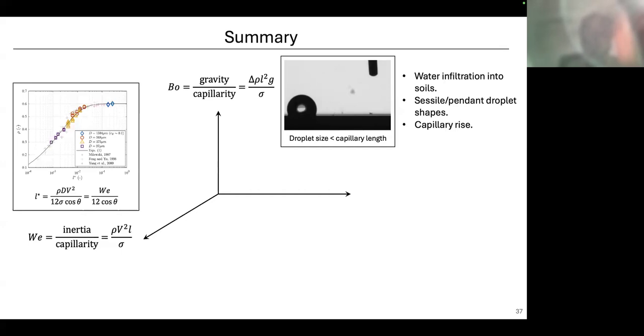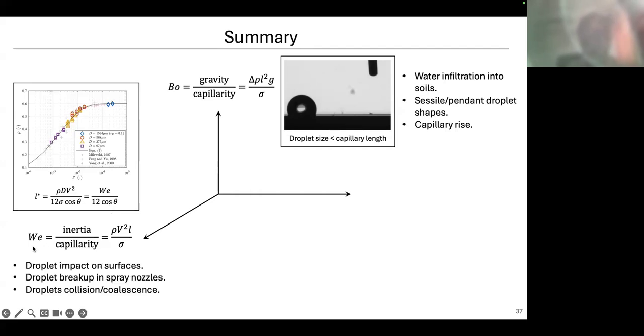And then in the study of wet granular packing, if we really go back and look at the proposed dimensionless length, it's actually a modified Weber number, where on the bottom we have the contact angle in the denominator. And this Weber number is also important in other processes like droplet impacts on surfaces, droplet breakup in spray nozzles, and droplet collision and coalescence.